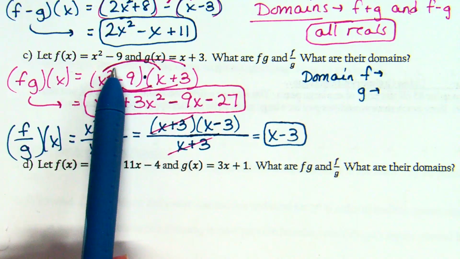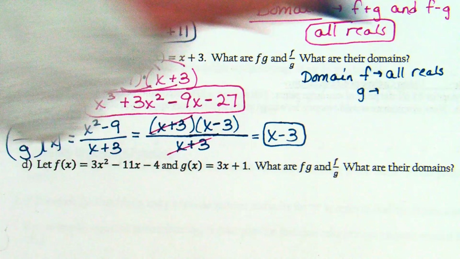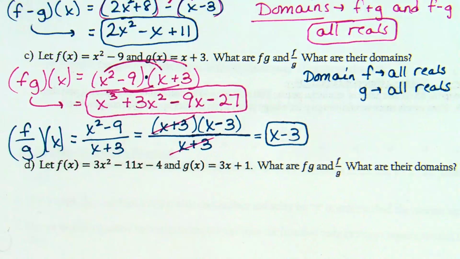Let's also consider G. G was x plus 3. Are there any numbers I can't put in x plus 3? No, you can take anything you want and add 3. So domain of G is all reals. I mean, the two big things to watch out for, guys, square roots, which we had one of those yesterday, and denominators. Square roots can't be negative, denominators can't equal 0.